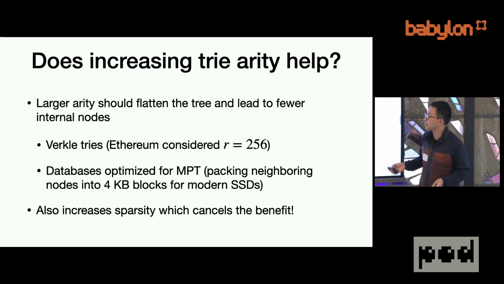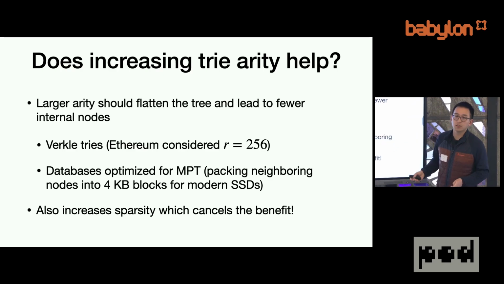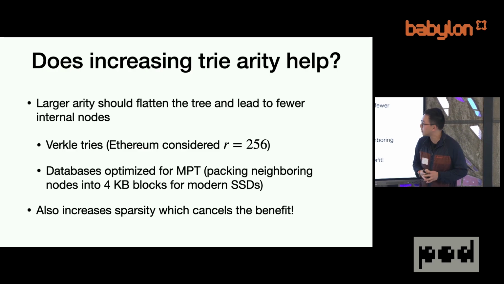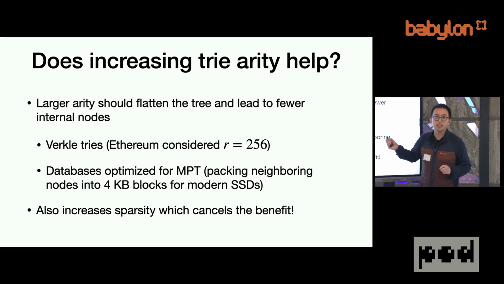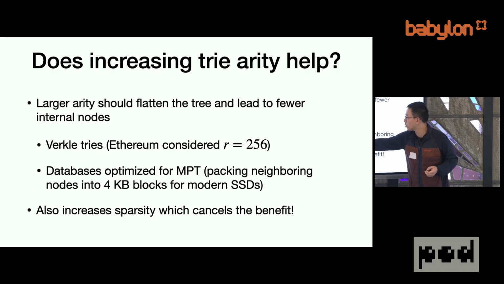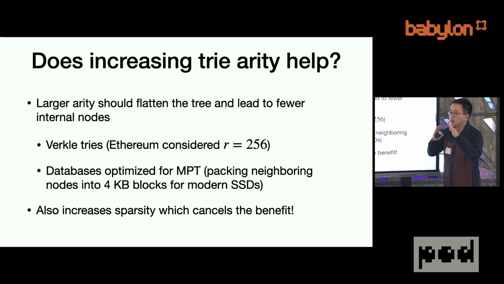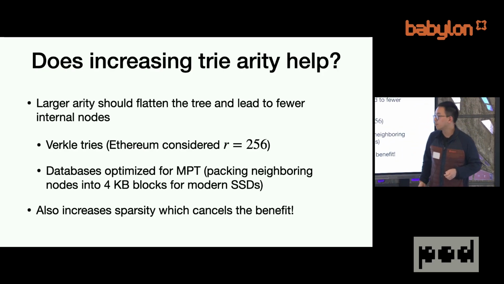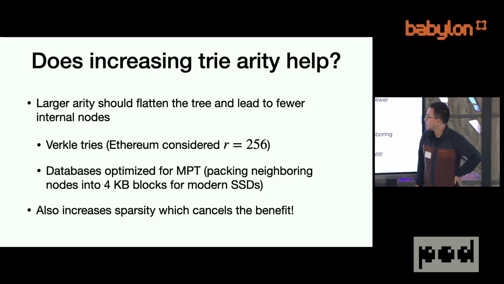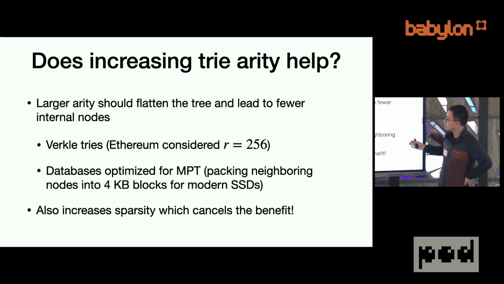So would we just do that? It's actually considered by, say, Merkle tries, which Ethereum considered to be a replacement of Merkle Patricia. I think the plan is scrapped, but they were considering R equal to 256 radix. There are also databases optimized for Merkle Patricia tries that try to pack a small sub-tree into a 4 kilobyte page on a modern SSD, just to make use of the unused I/O bandwidth. But unfortunately, these methods also don't work, because as you increase the arity, it also increases sparsity. So it kind of cancels the effect.